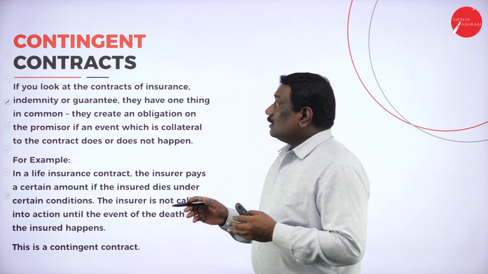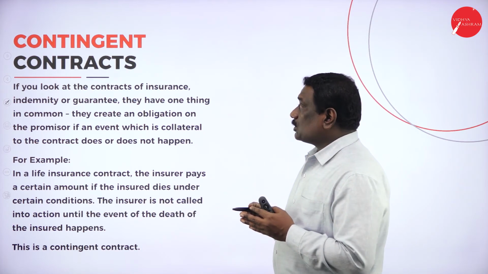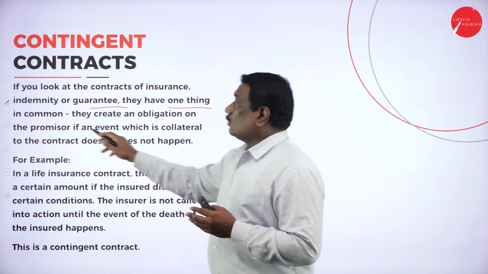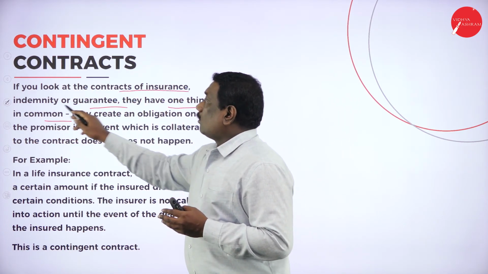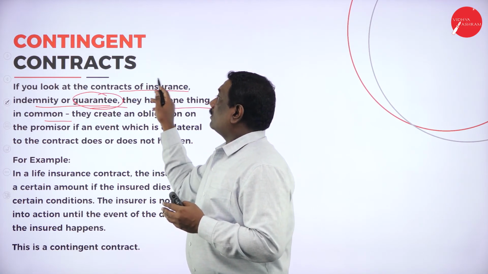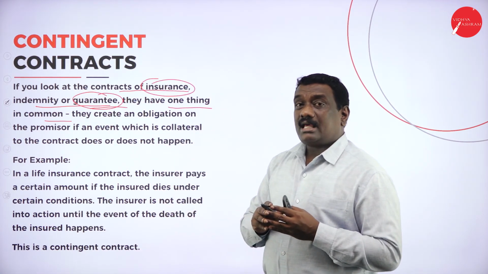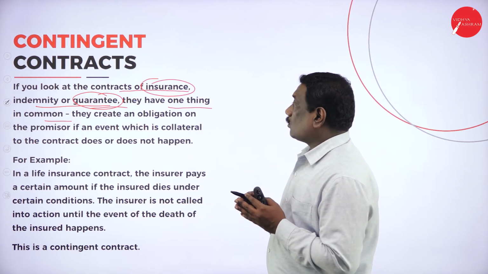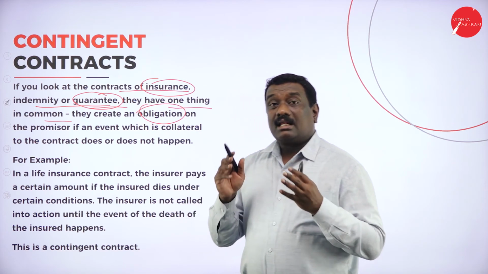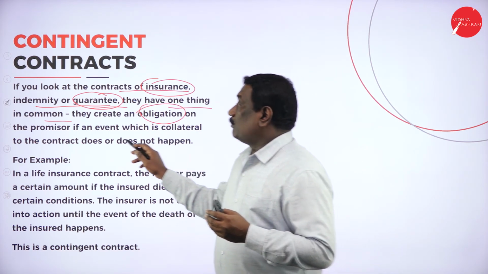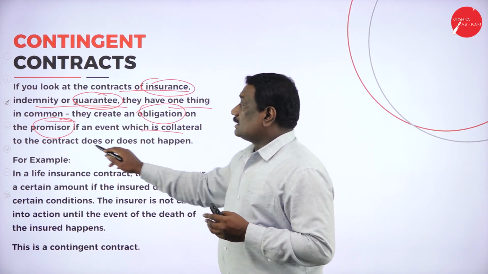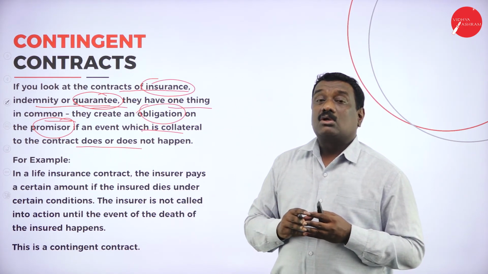Students, we can see the contract of insurance, the contract of indemnity and the contract of guarantee have one thing in common. All these three contracts have one common thing: they create an obligation. On whom? On the part of the promisor, if an event which is collateral to the contract does or does not happen.